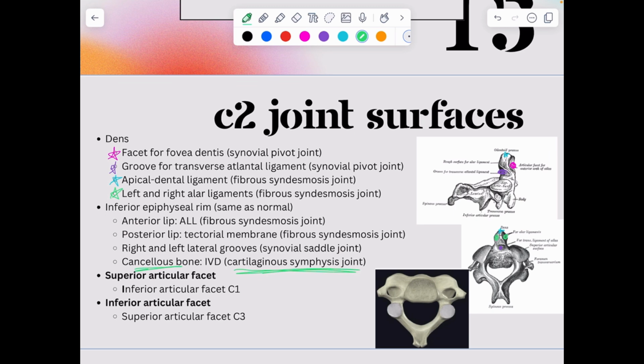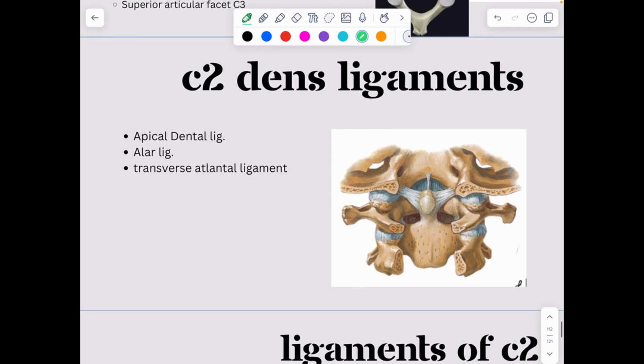And then don't forget there's superior articular facets and inferior articular facets still. So those are still joint surfaces that you need to take into consideration if she's asking you how many joint surfaces are on, let's say, the C2 joint surface. So the ligaments, we have the apical dental, which is this one right here, the alar ligament, of course, these, and the transverse atlantal, which would go right around the neck.